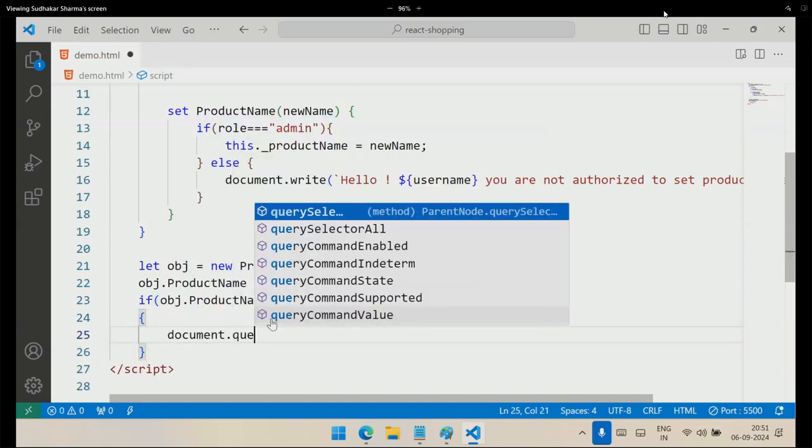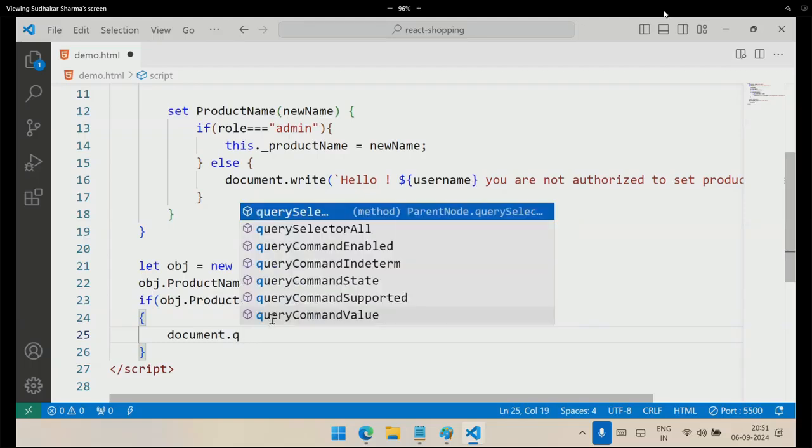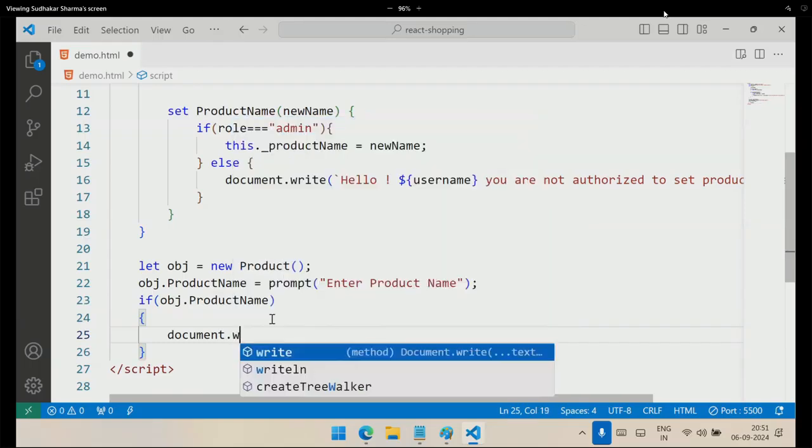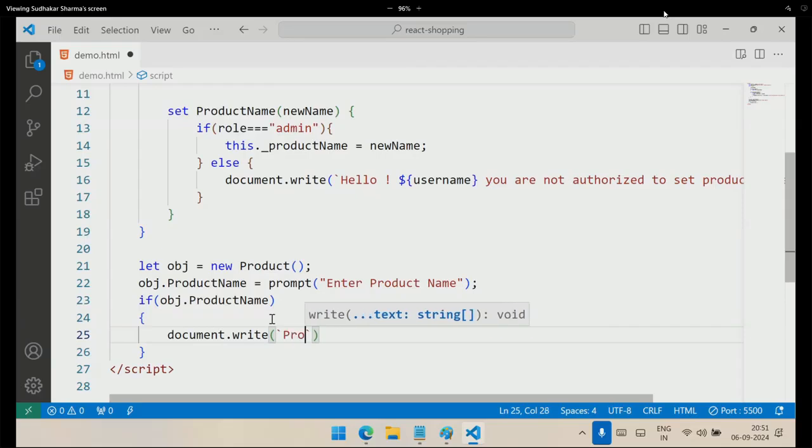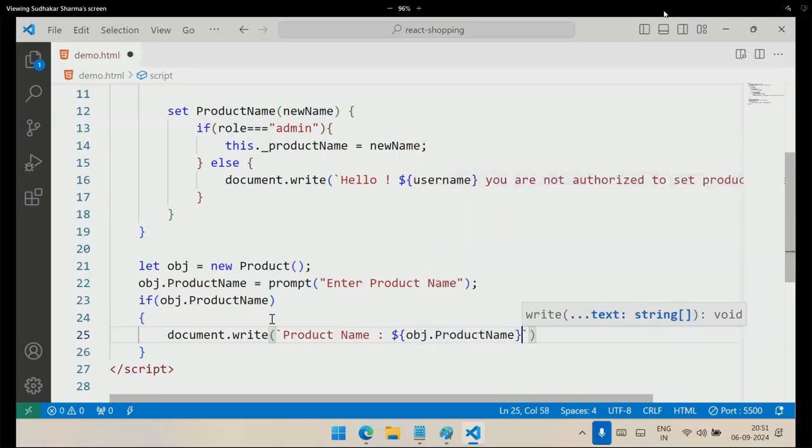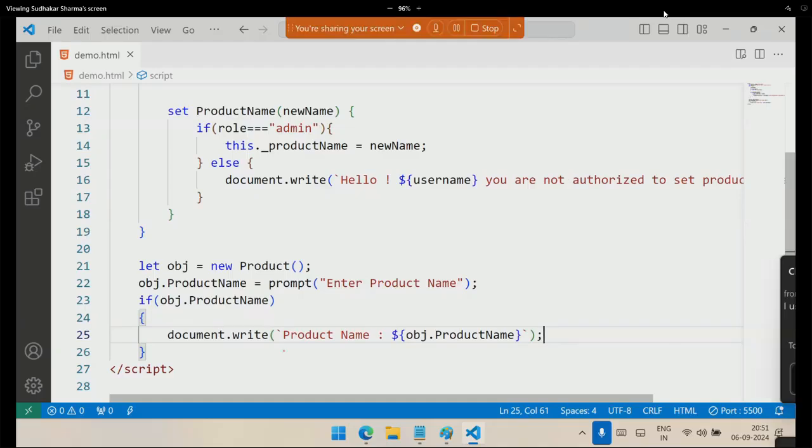Document.write, we are going to print what is it? Product name and whatever the new name they entered. How to access the name? Obj.what? Product name. This is the getter working here to read the value. This is the setter working here to store the value. But before setting, it will check.